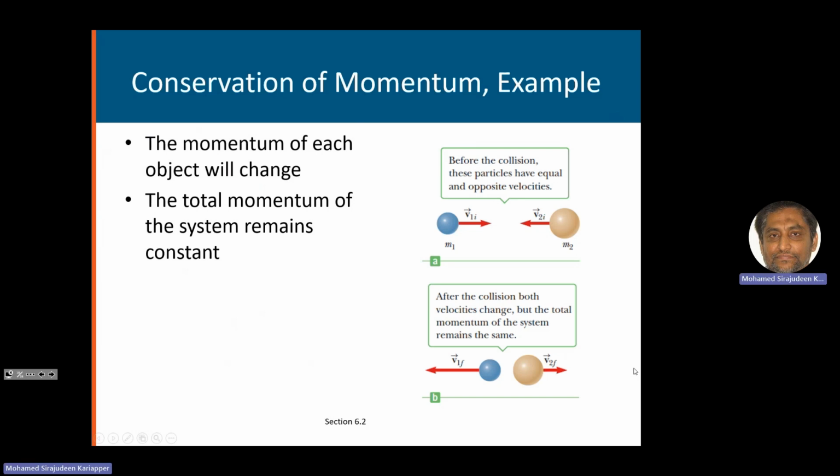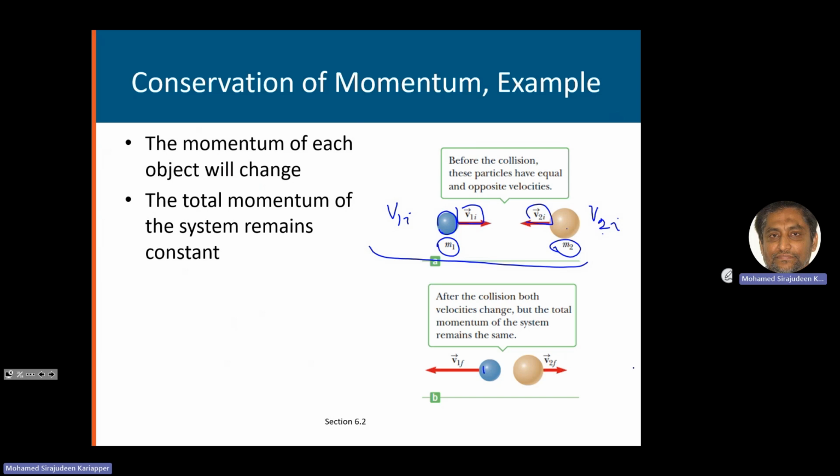Right. So we will look at a specific example of two objects. One is a blue ball with a mass m1 and having a velocity v1I. The 1 is for ball 1 and I for initial, before collision. And for the ball m2, it is v2I, 2 for ball 2 and I for initial. This is before collision.